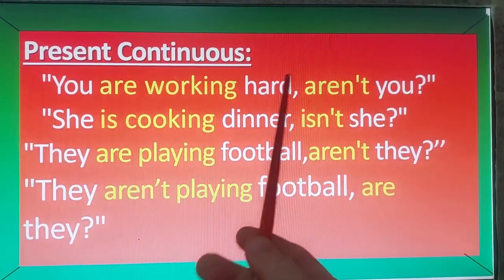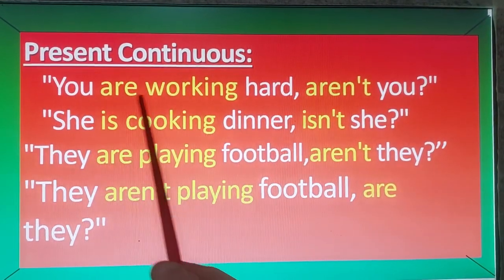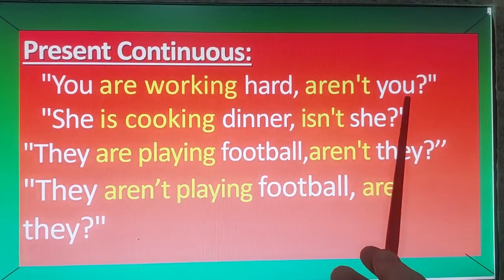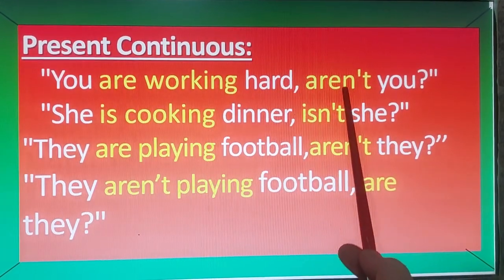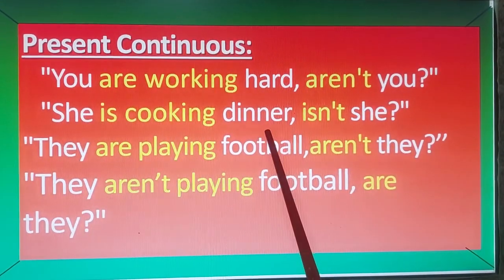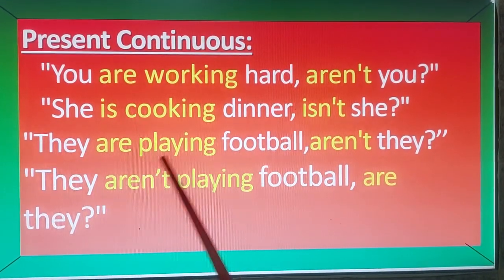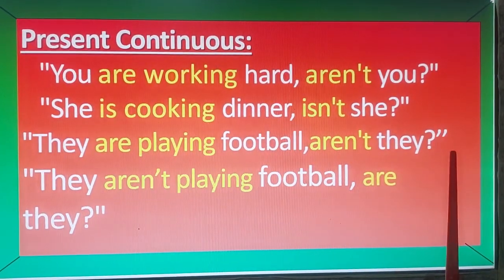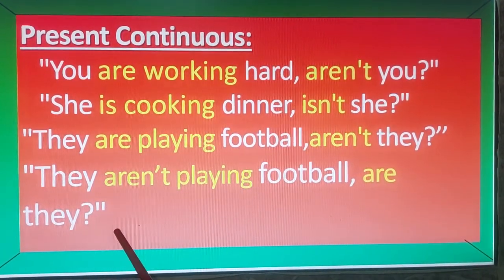In the present continuous, here is the verb in the present continuous. You are working hard, aren't you? We keep the same auxiliary here. It's here. And we add not. She's cooking dinner, isn't she? They are playing football, aren't they? They aren't playing football, are they?